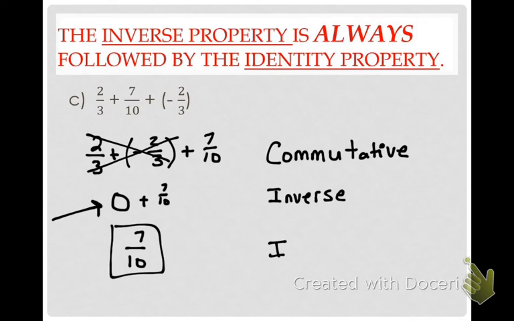The identity property. Now, remember the note that we just wrote ourselves up at the top of our notes? We said the inverse and the identity are best friends and the identity will always follow the inverse, no matter what. Okay? So that is how you do a problem that has identity and inverse properties.